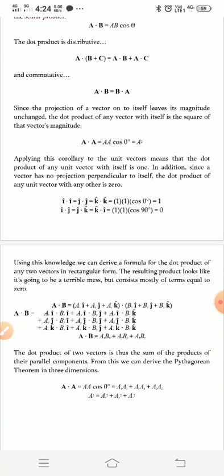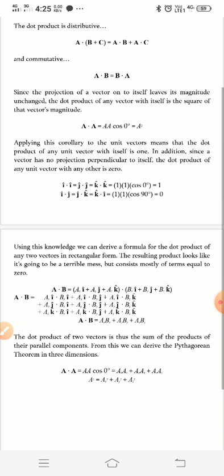Suppose there are two equal vectors, each A, and they are multiplied by dot product, then A dot A is equal to A into cos of 0 degree. 0 degree is taken because the two vectors are equal vectors. Obviously they are having same directions, so angle between them is 0 degree. So A dot A is A square, that is square of magnitude.